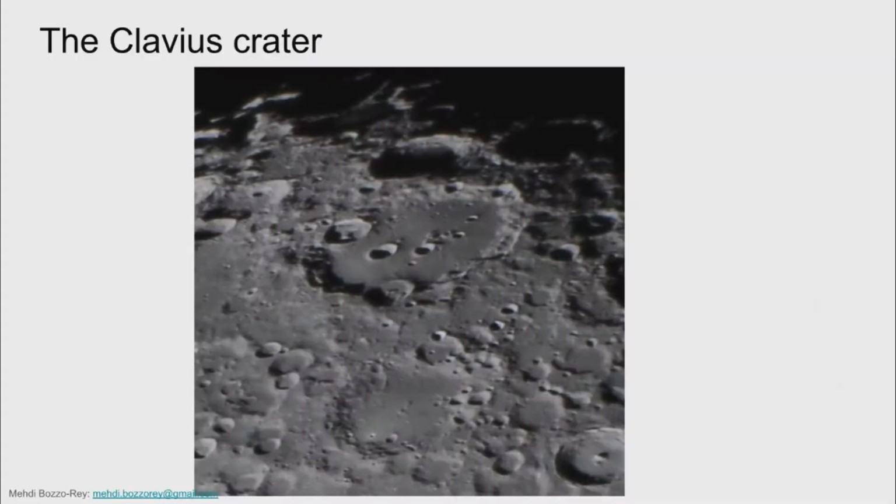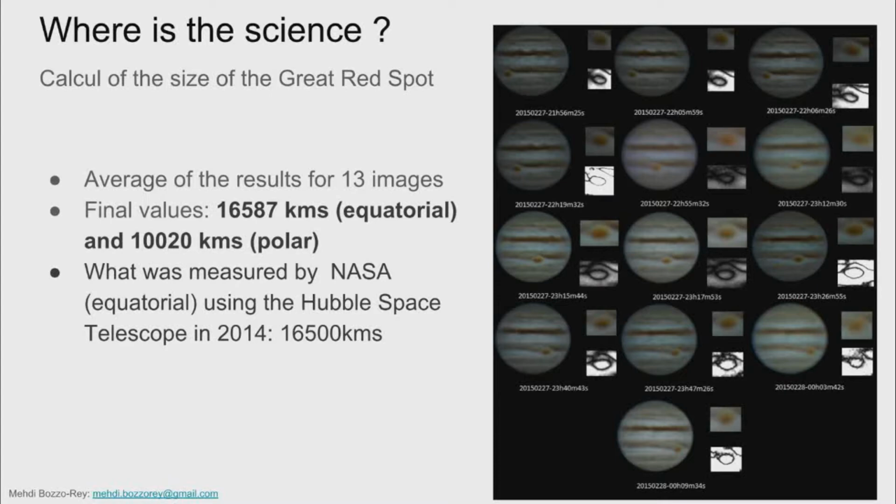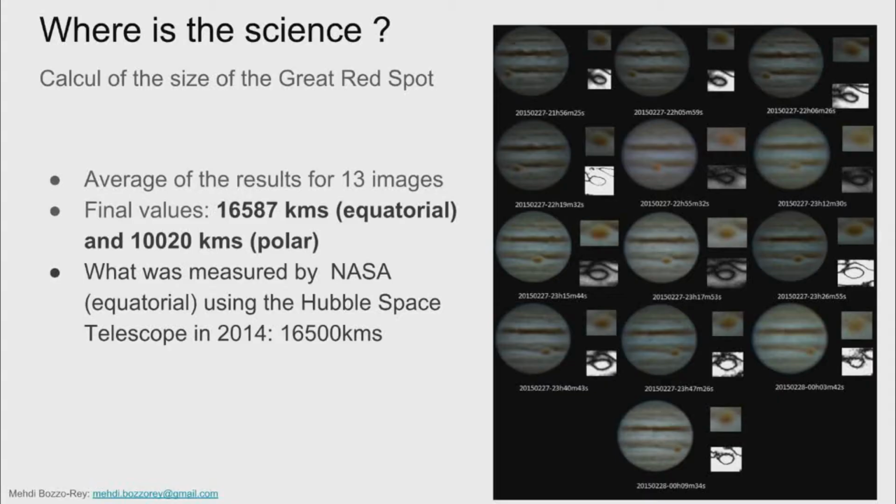So you can also do science. And as I mentioned, my background is in physics, and I love especially measuring stuff. And when I can measure something, I'm happy. So this happened a few years ago. I was out in my backyard, doing random stuff. And I thought, okay, wait a minute. Seeing is pretty good tonight. It was not supposed to be that good. So let's take some pictures, movies actually, of Jupiter.